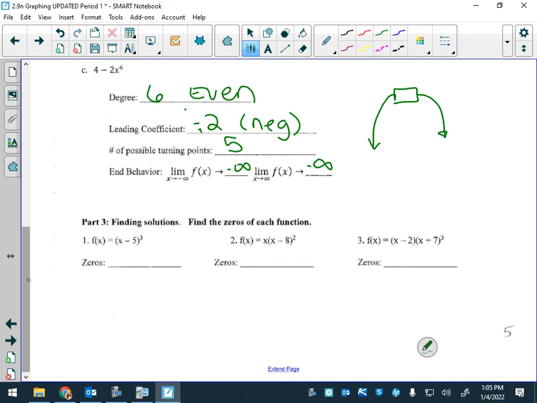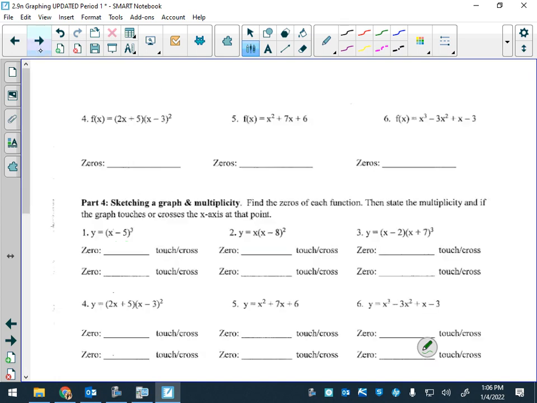For number 1, what's my 0? Danielle? 5. Okay. For number 2, what are my solutions here? Braden? 0 and 8. Okay. For number 3, 7 and 2. Okay, good. Now number 4, what do we have? Danielle?